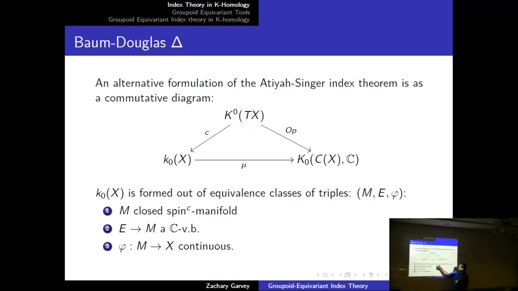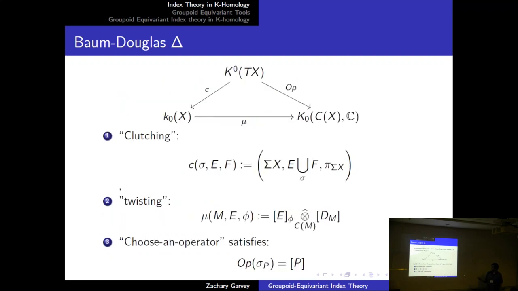And this here is the geometric K-homology of X. It's basically built out of a spin C manifold on top of your space X, and it's closed, so it's compact, equipped with a vector bundle. And when I say over X, I just mean there's a map from M to X for this spin C manifold. I've moved the diagram up here. Just want to explain what these maps are.